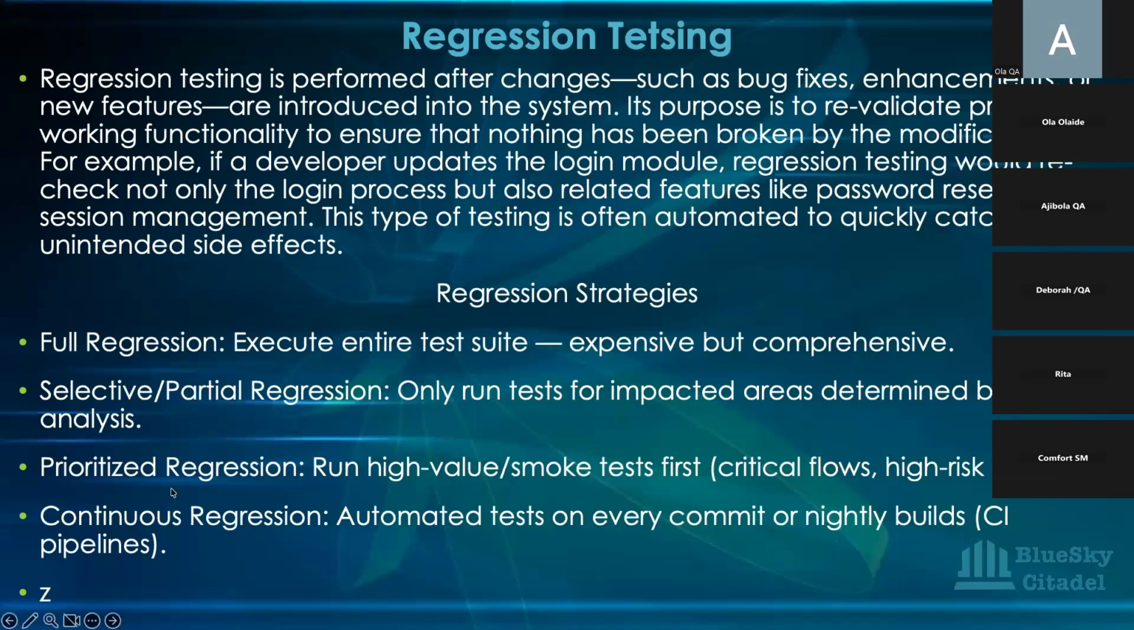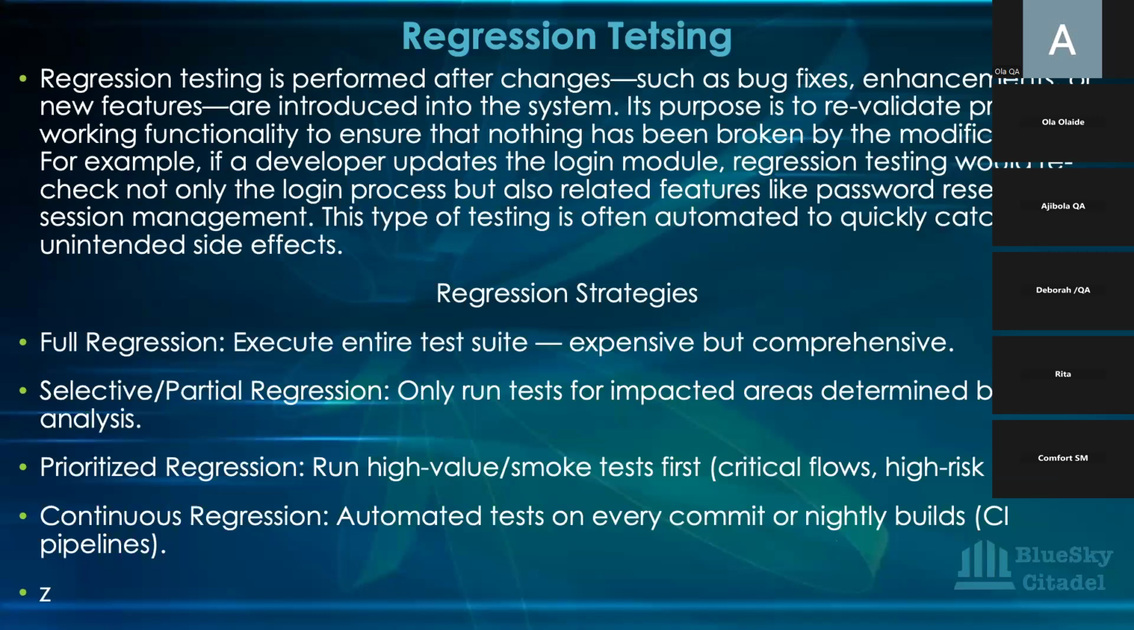But with prioritized regression, you're going to run high value or smoke tests first, which are critical to the system. High risk areas are what you're going to be testing, like registration and the payments.